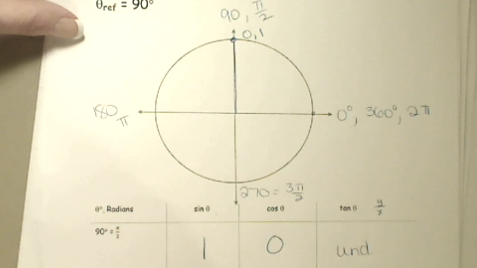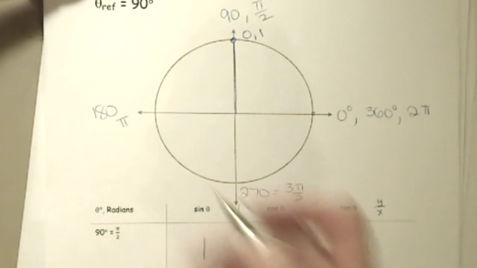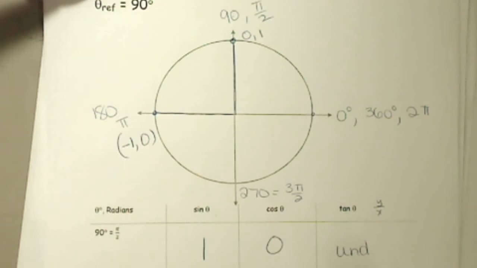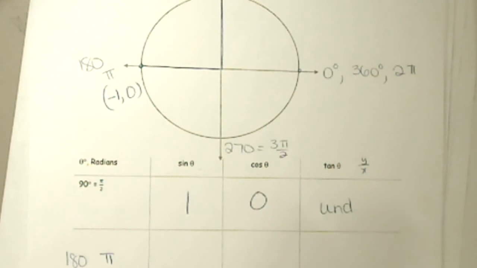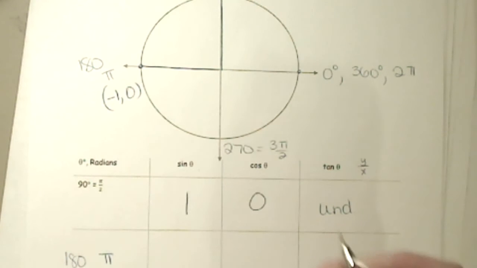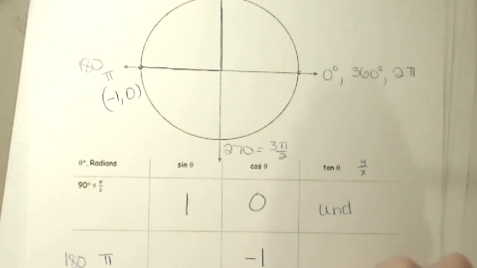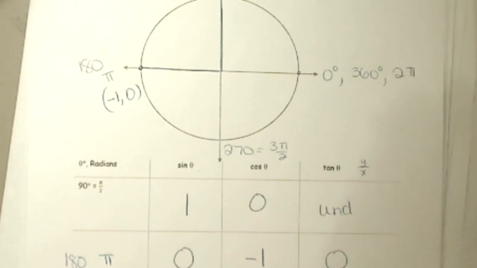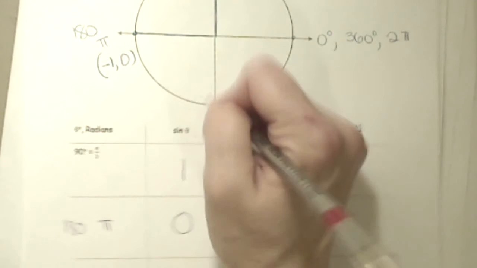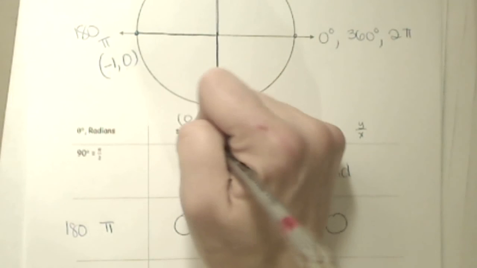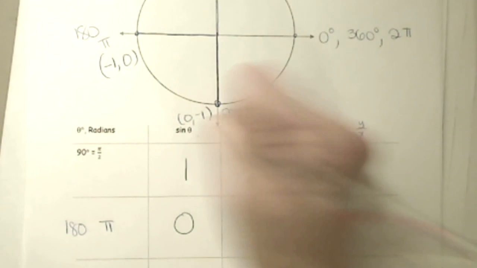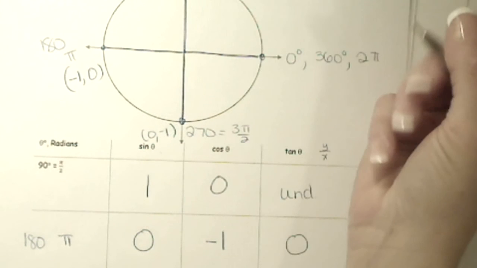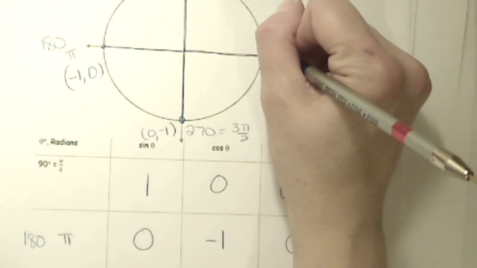Let's do 180 next, which is pi. So we are at the coordinate -1, 0. Can't really make a triangle with that. So the cosine is x, which is -1. The sine is y, which is 0. And the tangent is y divided by x. 0 divided by -1 is 0. Thirdly, 270, 0, -1. And 360, which is also 0 degrees, is going to be at 1, 0.